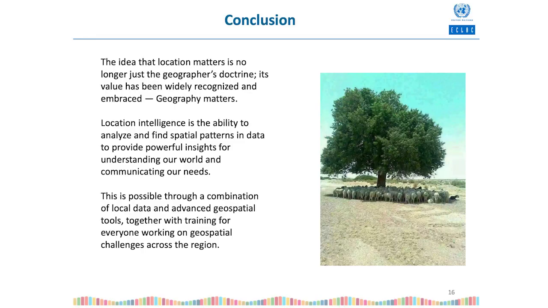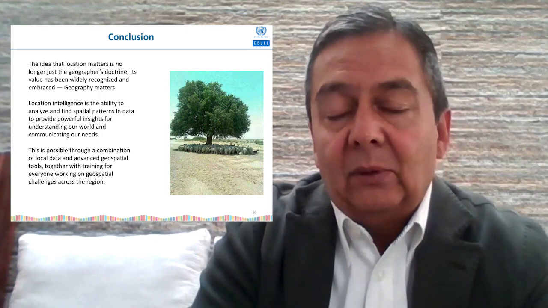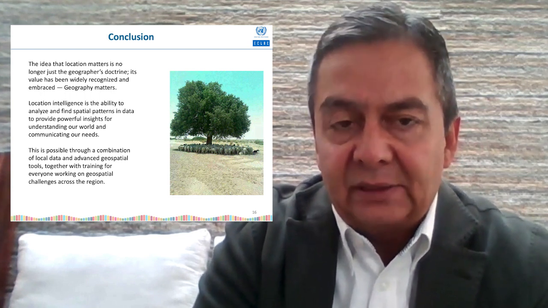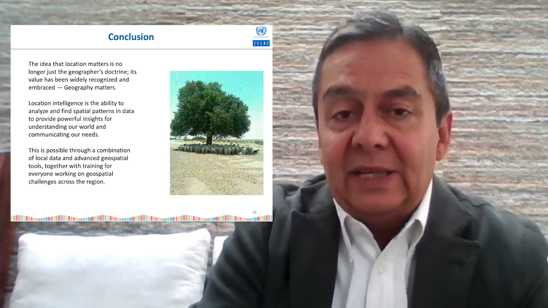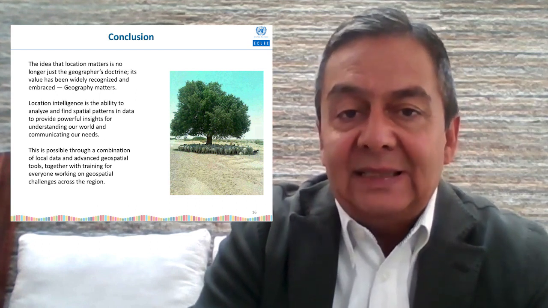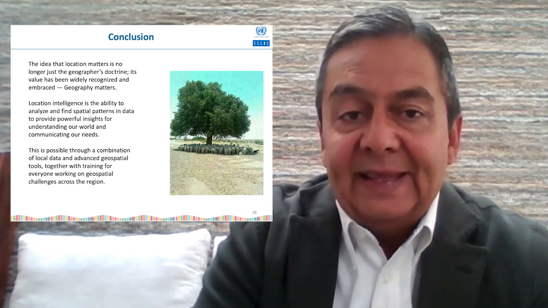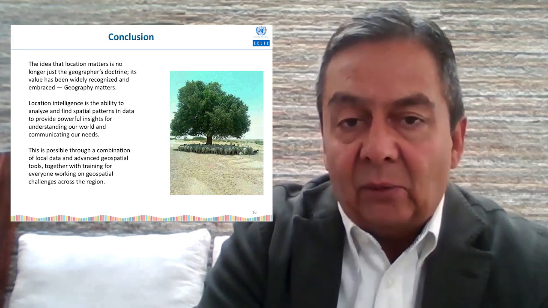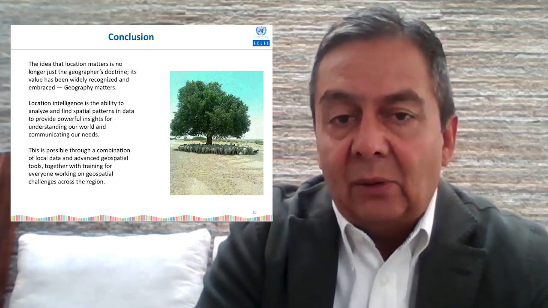Let's review some conclusions. The idea that location matters is no longer just a geographical trend. Its value has been widely recognized and embraced. It can be resumed as geography matters. Location intelligence is the ability to analyze and find spatial patterns in data to provide powerful insights for understanding our world and communicating our needs.